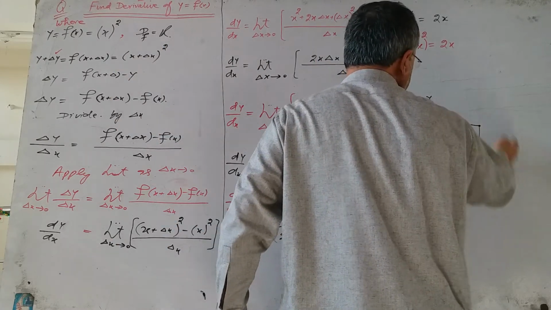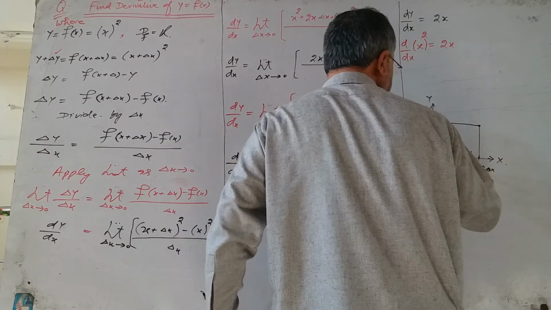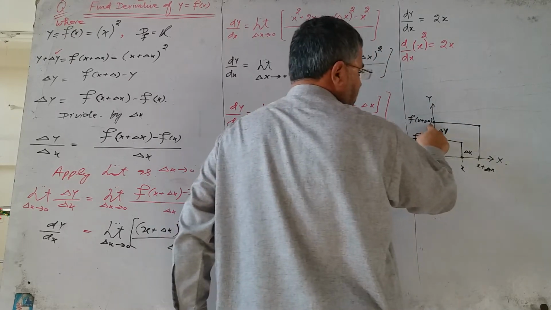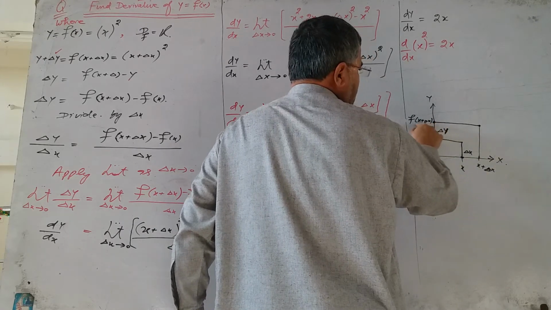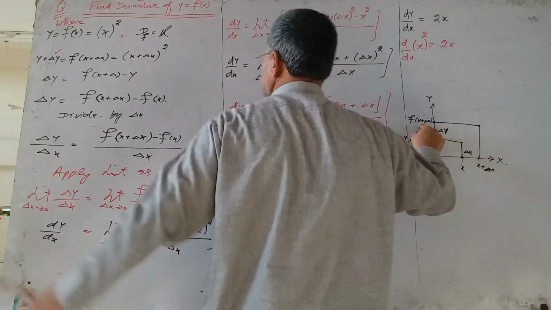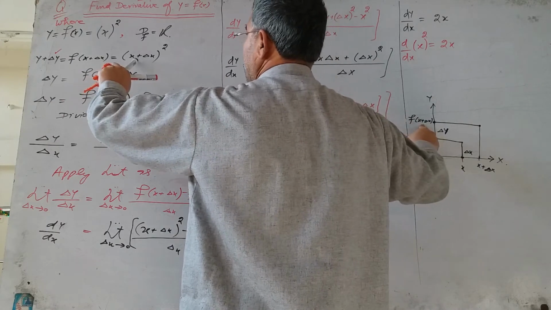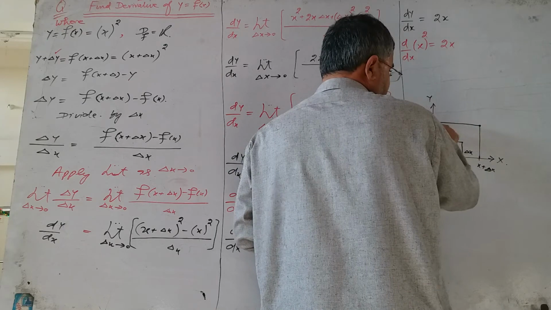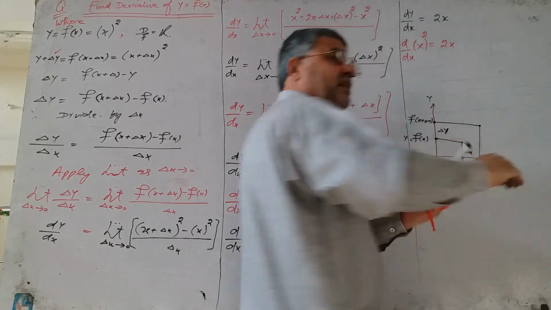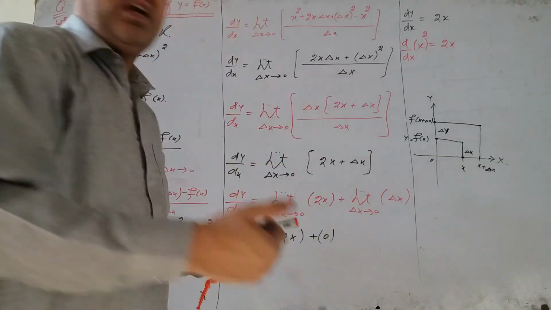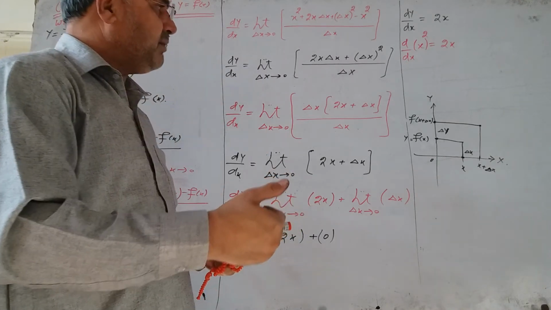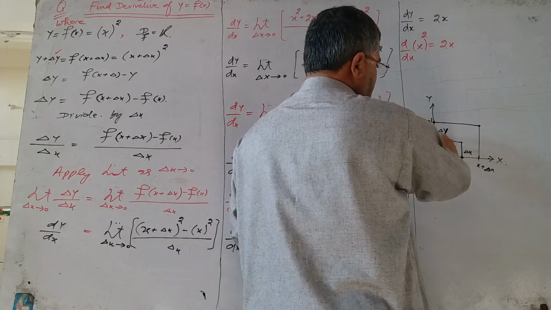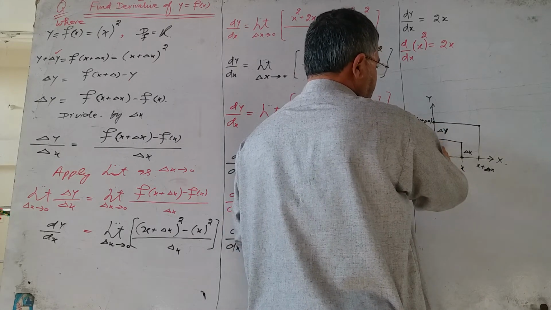So at this point the value of the function is defined, and the value of this function at this point will be denoted by f of x plus del x, which is calculated from x plus del x whole square. Therefore, on the change in the independent variable, there occurs a change in the dependent variable. This change is measured from the point y.